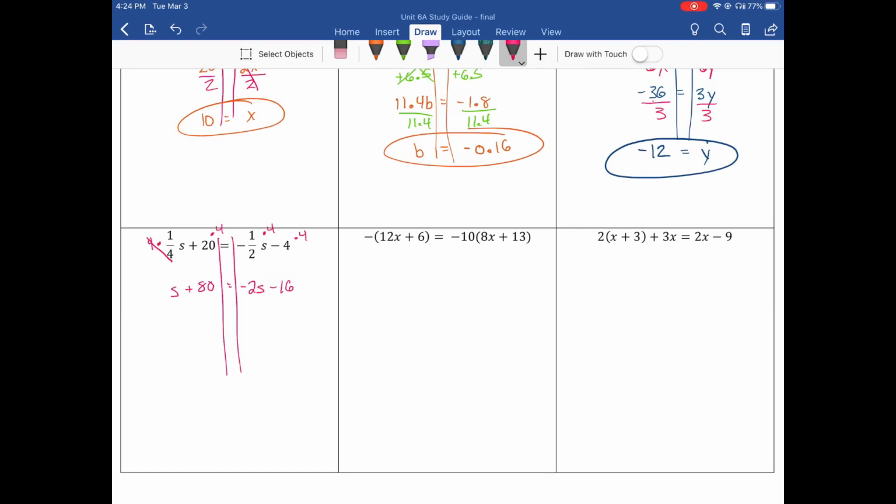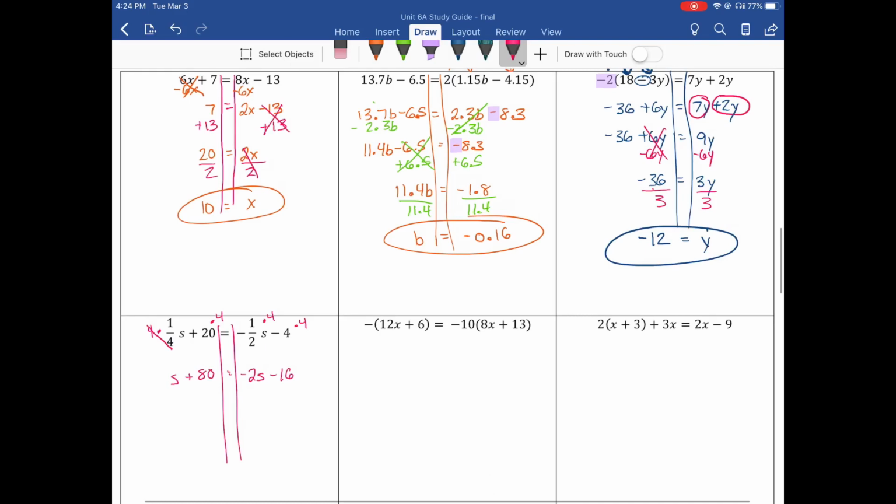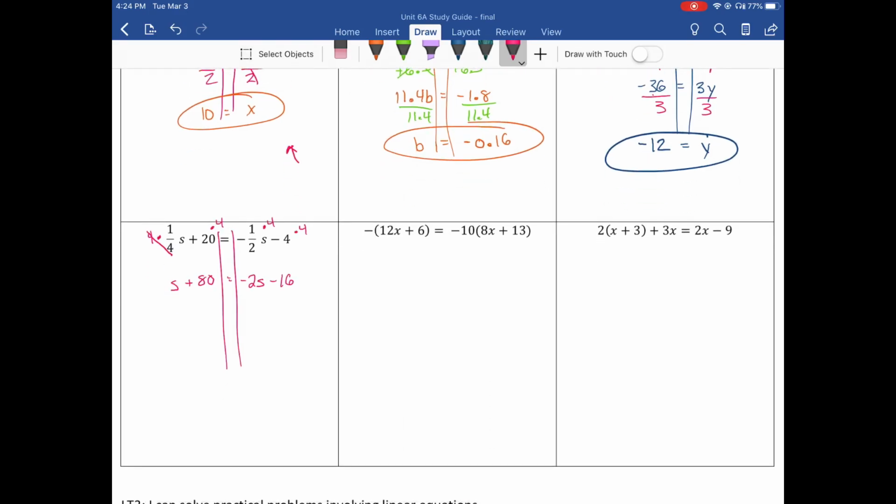And now, if you didn't have any trouble with the problems up here, especially this one right here, then this problem hopefully will be no problem for you either. So we have s and we have negative 2s. The smaller one is actually negative 2s, so we're going to get rid of that. And it'll cancel out. And then we'll add 2s to the left-hand side as well. That'll give us 3s plus 80 is equal to negative 16.